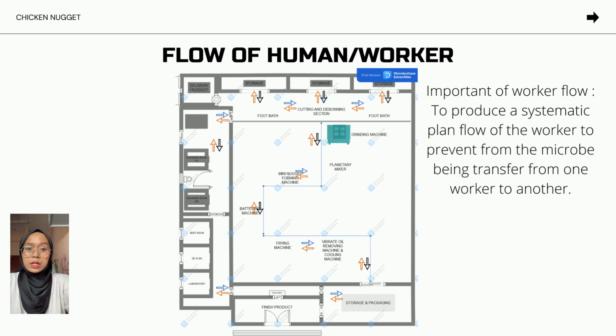Basically, it's the flow of human or worker. So, dalam satu organisasi factory, kenapa pentingnya kena ada flow of worker? Sebabnya adalah untuk produce a systematic planned flow of the worker to prevent the microbe being transferred from one worker to another. Kalau kita tengok diagram, the arrow in this diagram represents the flow of the worker. For the orange arrow means the flow of worker in, and for the black one is the flow of worker out.